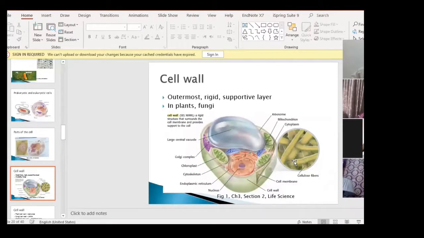So there are many reasons the cell wall is contributing, but it is not a controlling thing. It is not stopping anything from going into the cell, and it is not stopping anything coming out of the cells. It is just an extra protective layer which can help the plants to live in a plant way. Okay, so here we go.